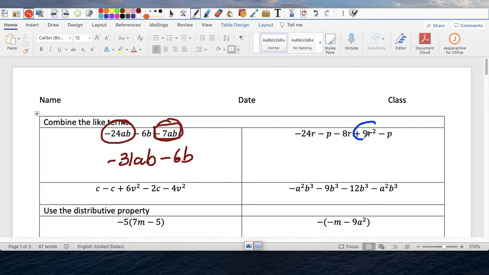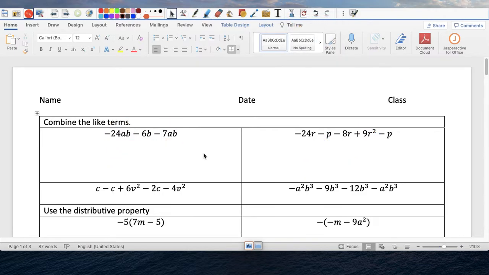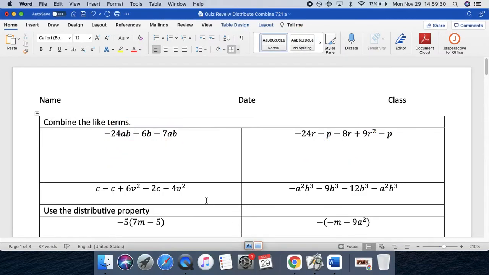Let's do it in order of exponent here. So 9r squared comes up front, and that combines with this one. And then we can do alphabetically the p's. Minus p and minus p is, right? Remember, there's a 1 in front of it, so it's literally -1 minus 1, and that should give us -2p, and finally minus 8r. Okay, so let's move along.